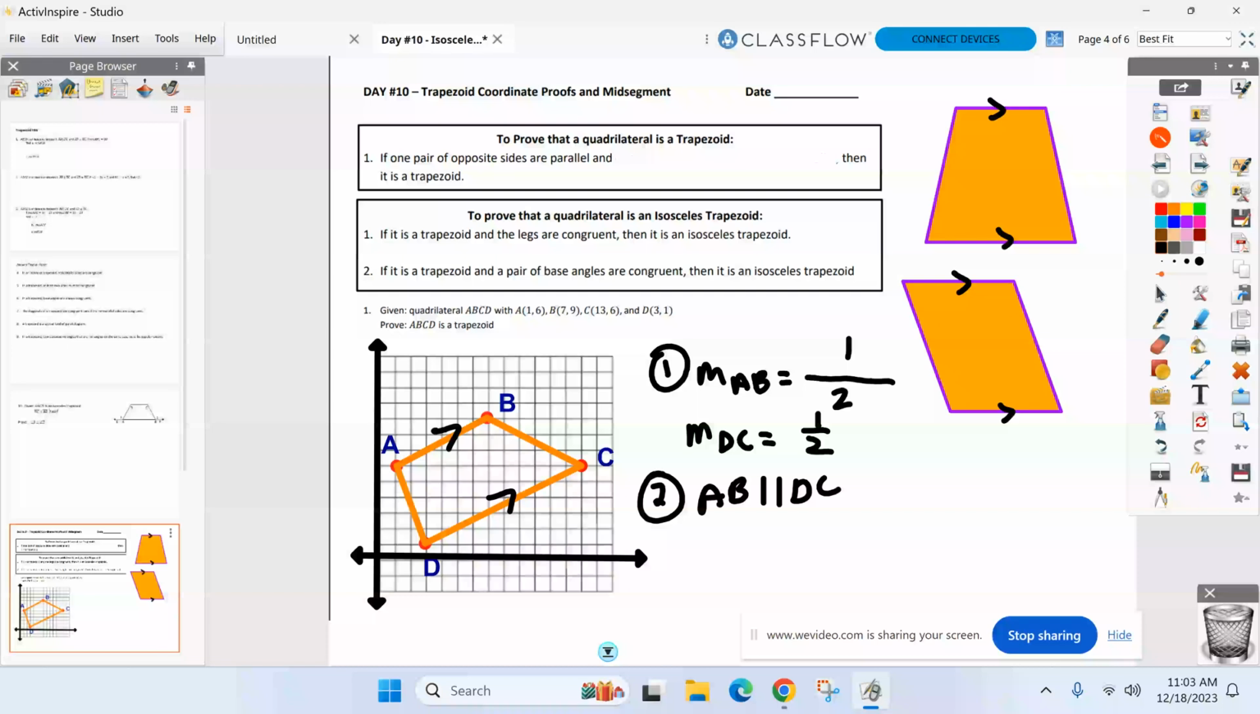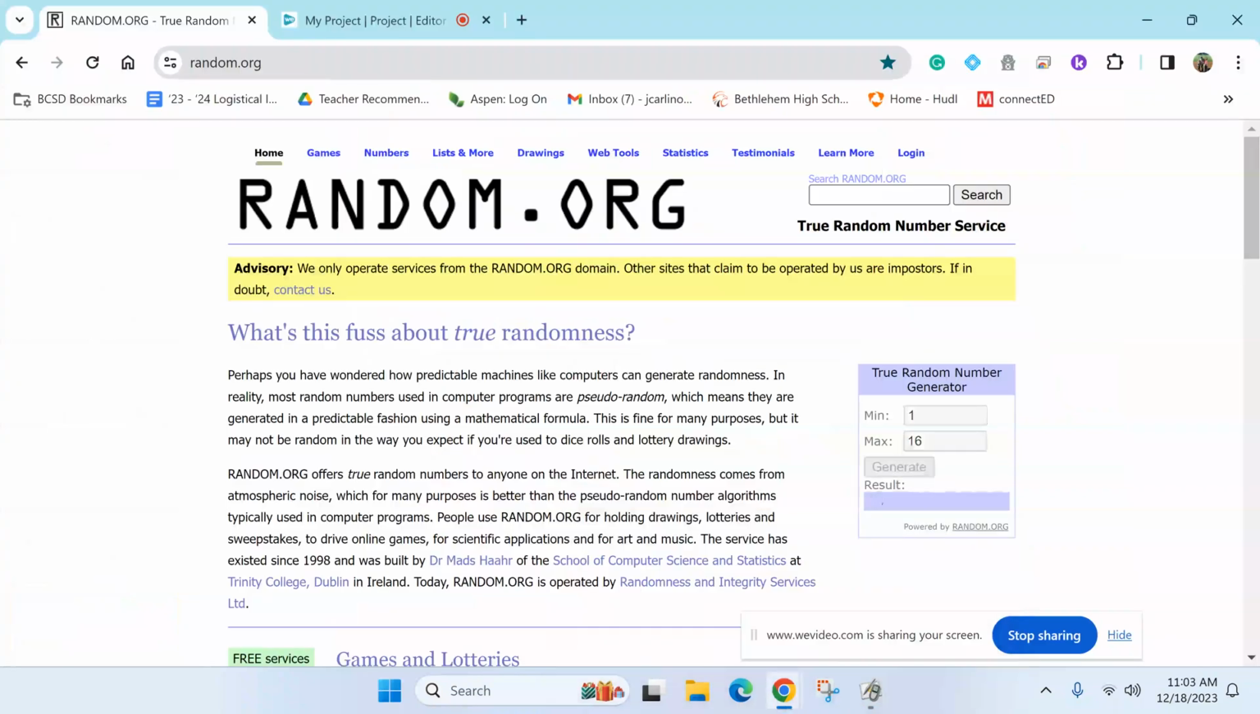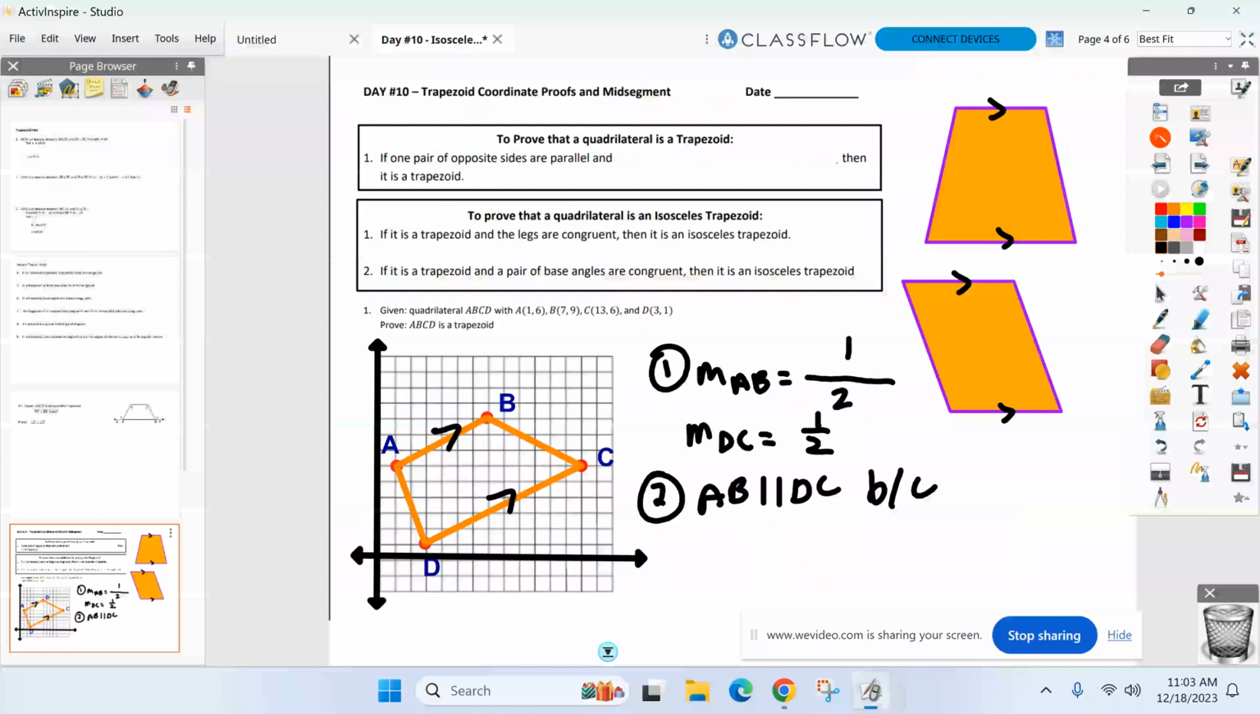Trust me, I know. AB parallel to DC, and then you're going to tell me a little because. How do we know they're parallel? And you did the work for it. Just tell me in words now. Aiden? Because the slopes are equal. Done. Because slopes are equal.